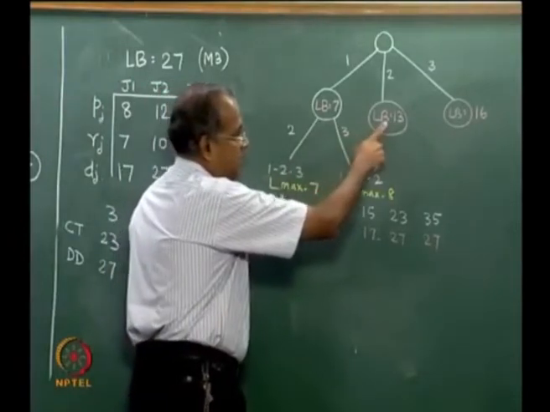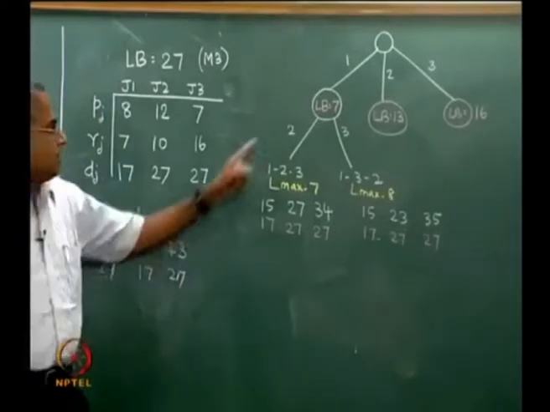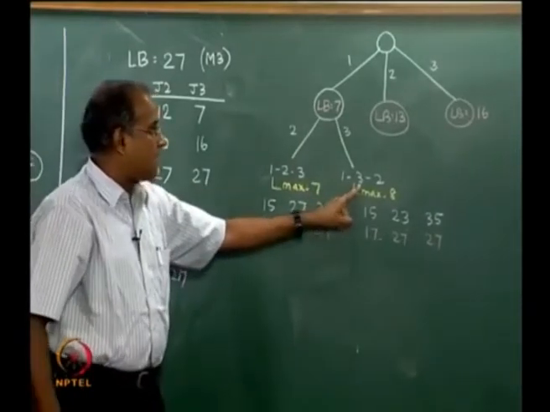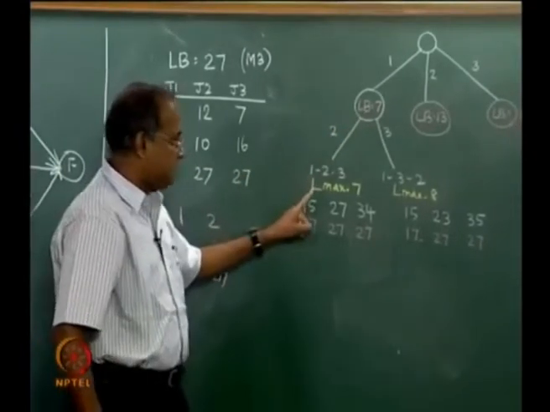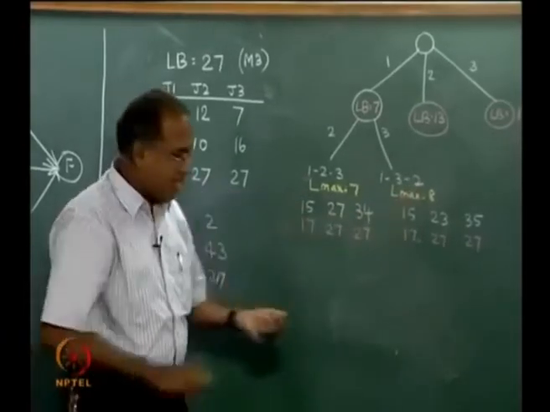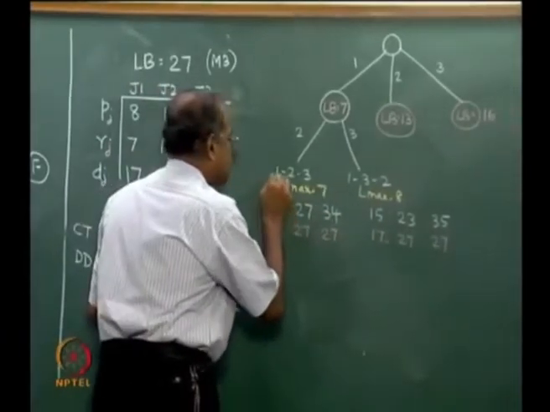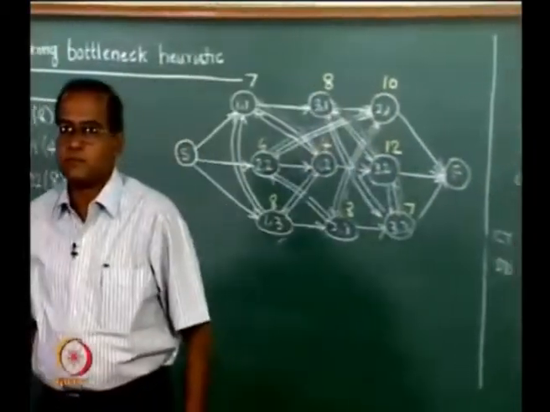So, with L max equal to 7, actually we could have fathomed it, because since it is a branch and bound algorithm, the value that you can get here can only be greater than or equal to 7, and since we have a solution with 7, we need not have evaluated this also. But then we know that L max equal to 7 is optimal for this.